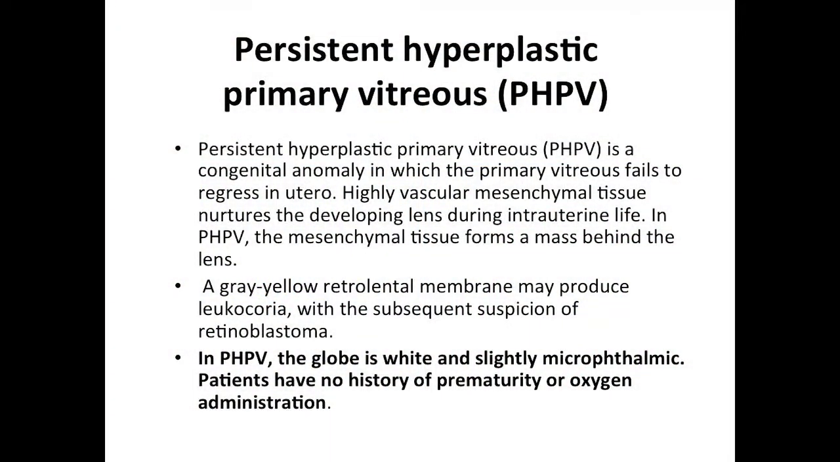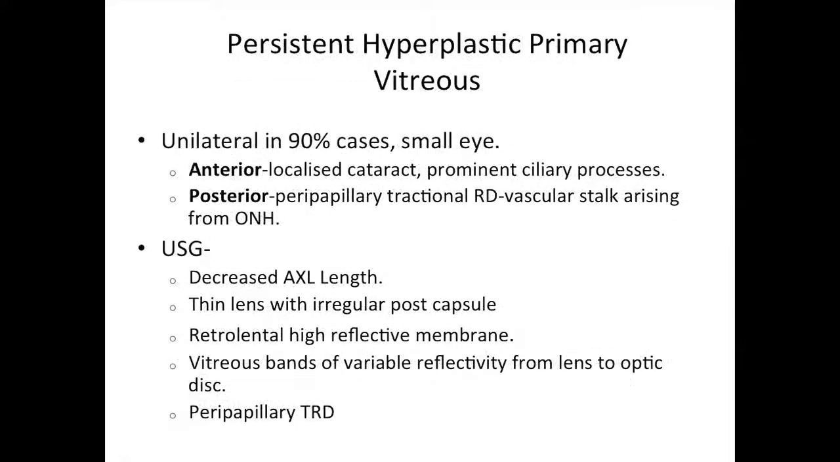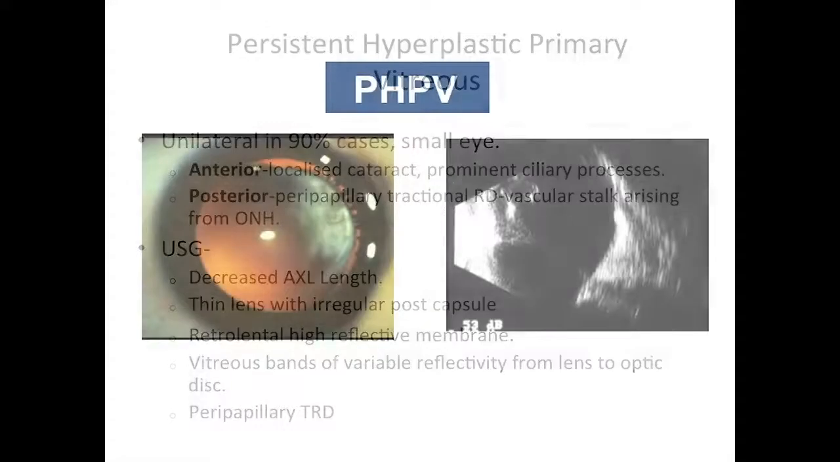The next condition that we very often confuse retinoblastoma with is persistent hyperplastic primary vitreous. It's usually unilateral, seen in a smaller eye. Retinoblastoma is usually a normal-sized eye or sometimes a little larger. But PHPV is in 90% of cases unilateral and seen in a smaller eye. And you can have two different varieties of PHPV, the anterior variety and the posterior variety.